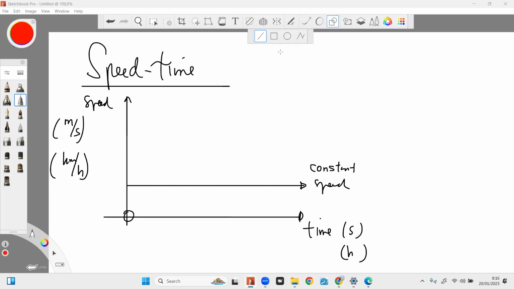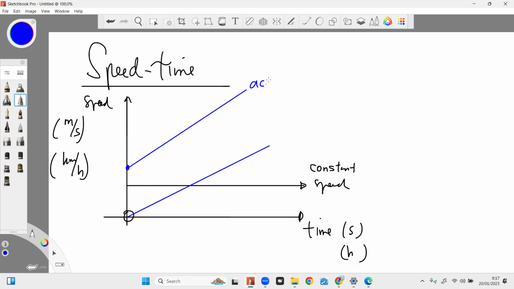How about acceleration? How do you draw the graph of acceleration? Acceleration means accelerating. What is meant by accelerating? The speed increases over time, right? It can be like this or like this, depending on the initial speed. So we have the initial speed and we have the increasing speed over time. So this is called acceleration with initial speed.